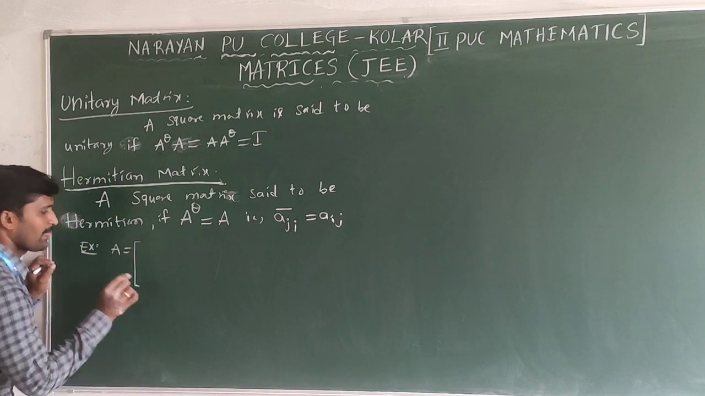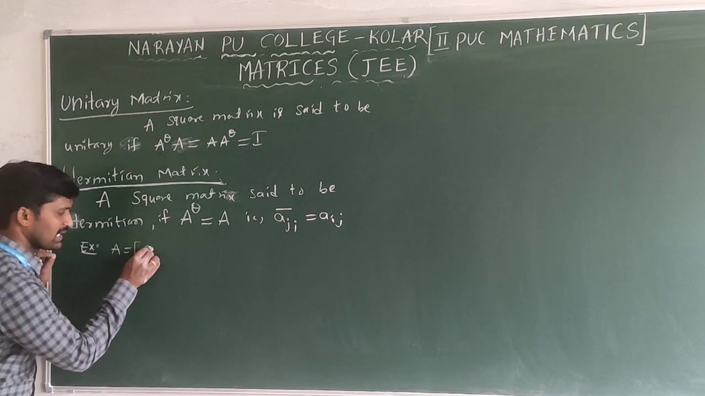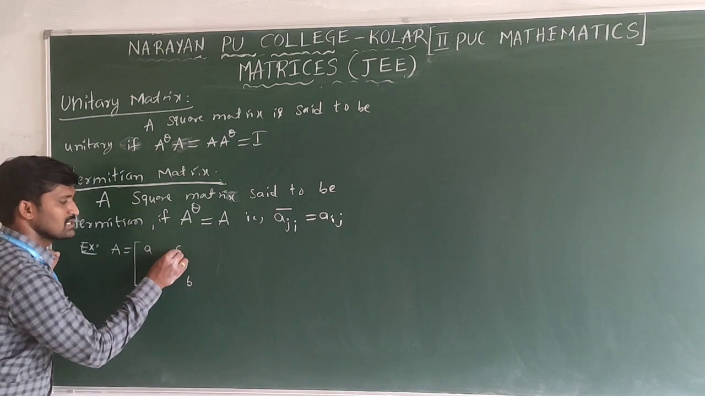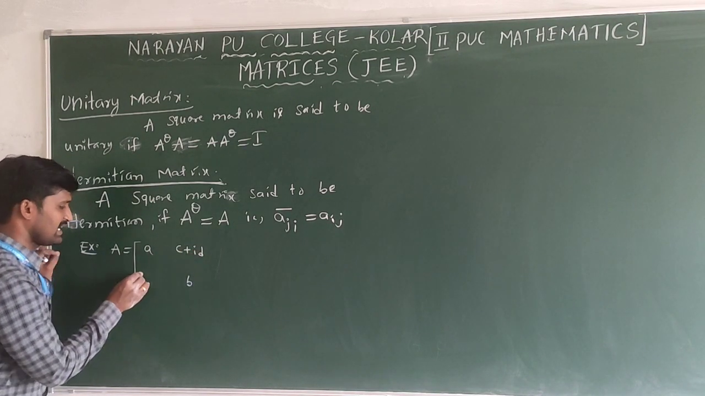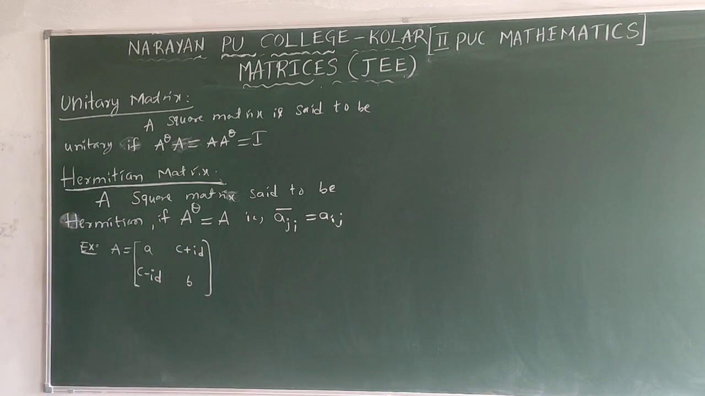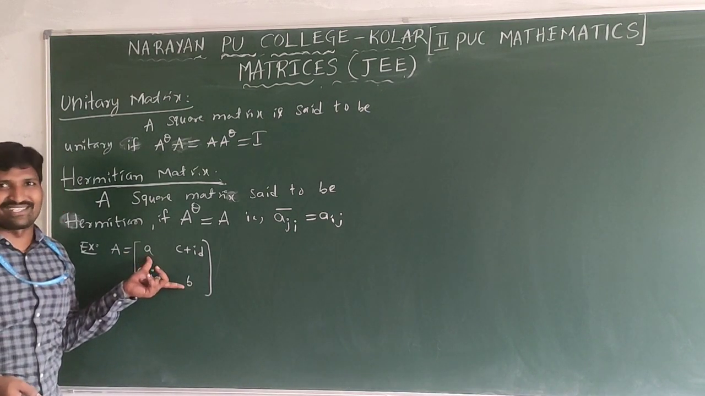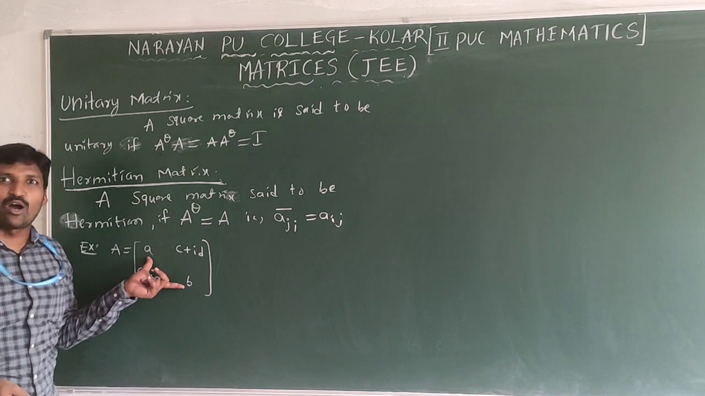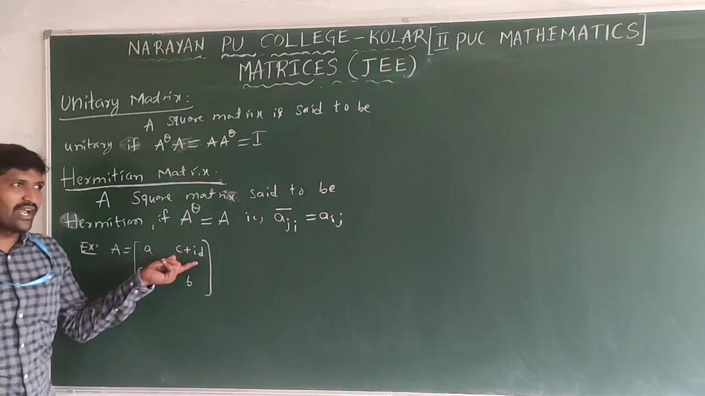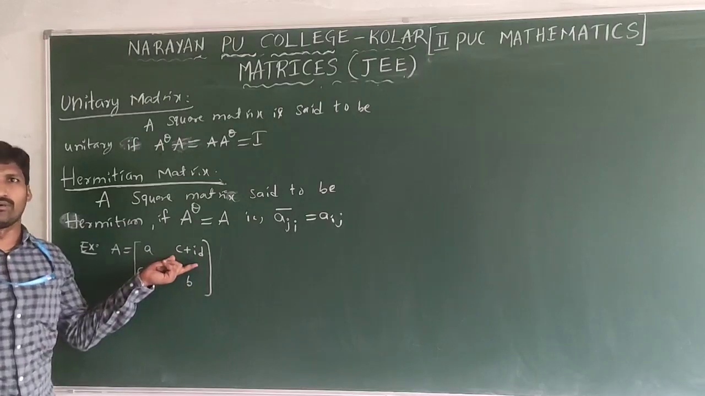Okay, now an example. A matrix A like this. I am taking the elements a, b, and here c plus id, here c minus id. When a Hermitian matrix is possible, these two diagonal elements must be real numbers. If you take complex numbers here, it is not possible for Hermitian. The remaining non-diagonal elements can be complex numbers.